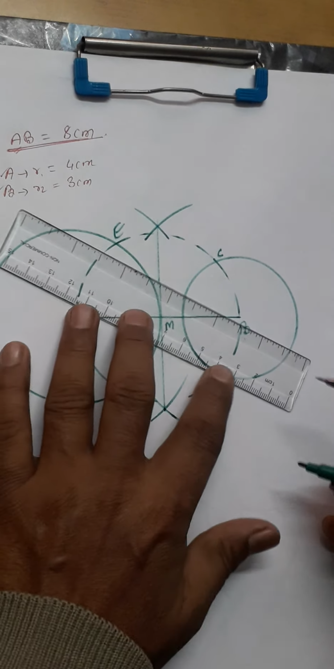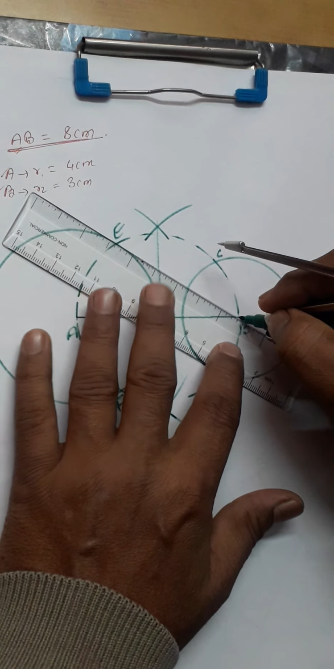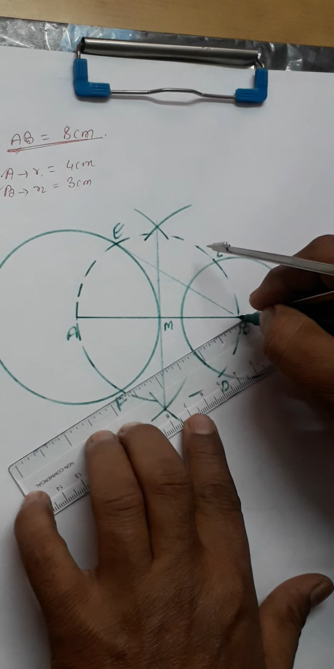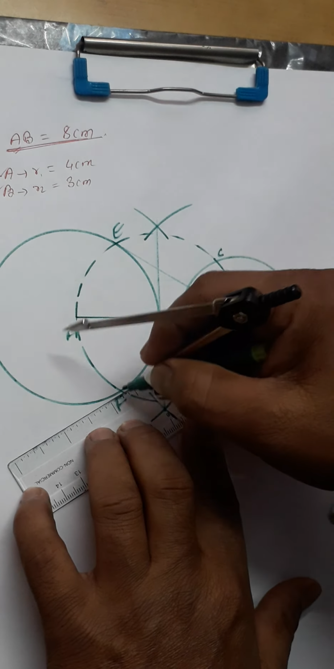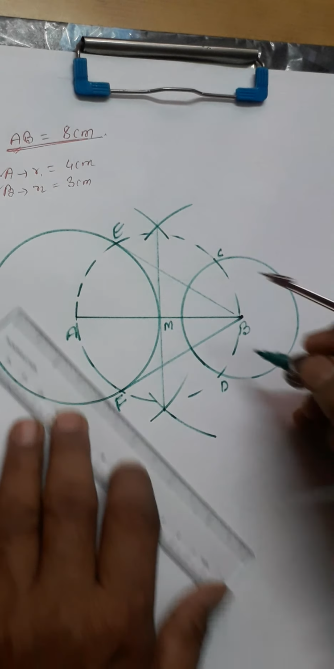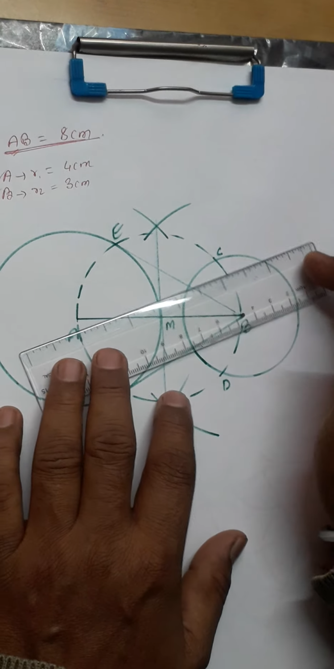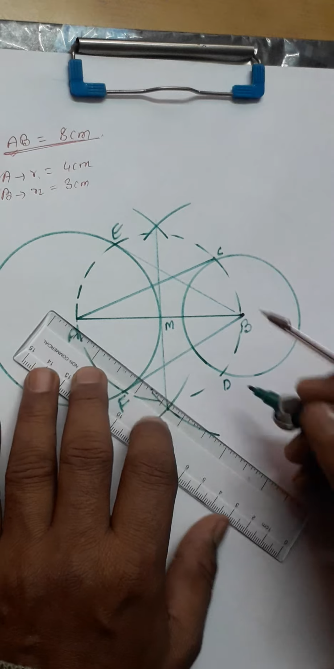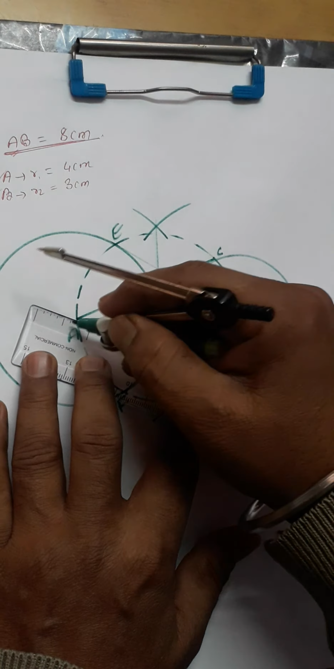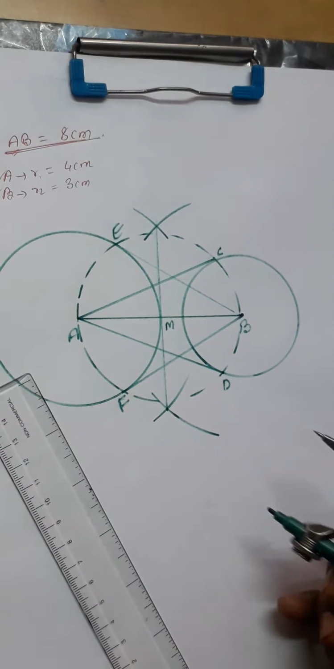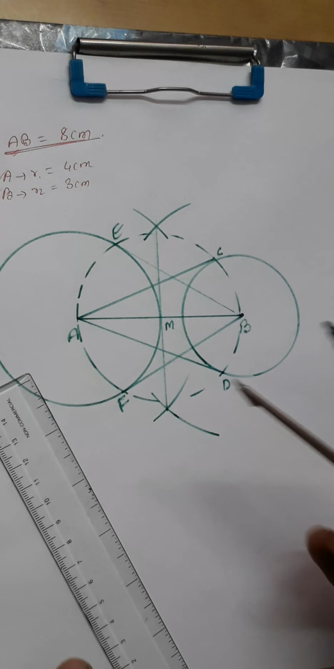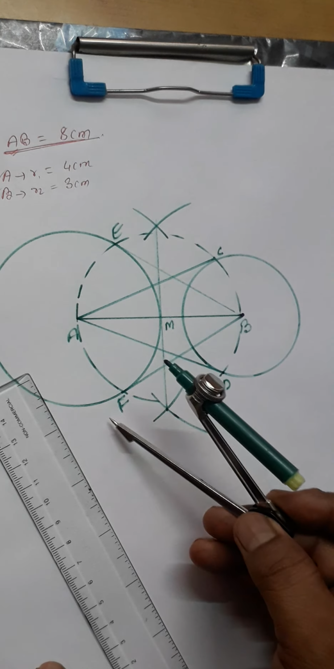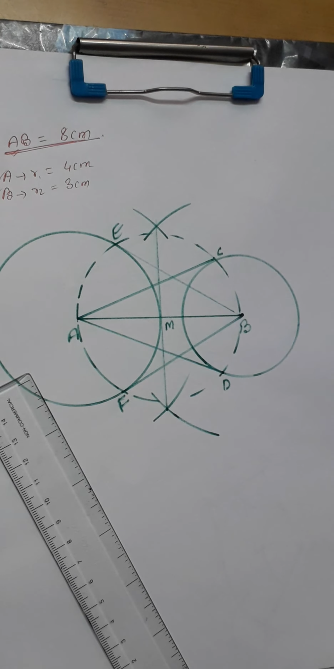Now we will join BE, BF, AC and AD. In this way, we have seen that we have drawn 4 tangents here, AC, AD, BE and BF, as the condition was given.